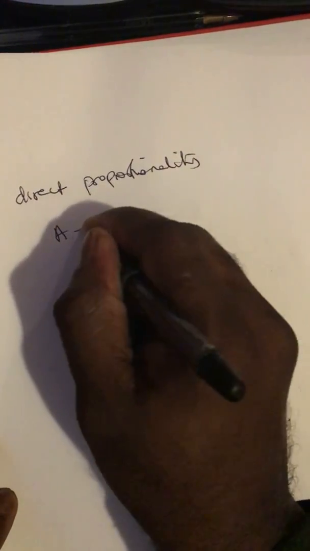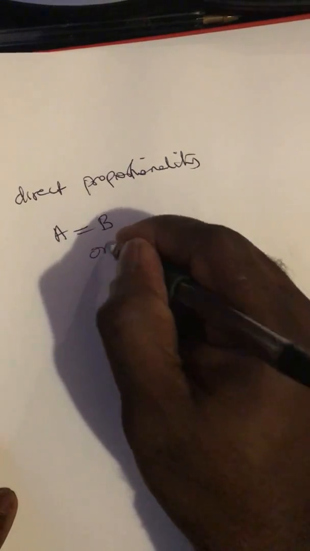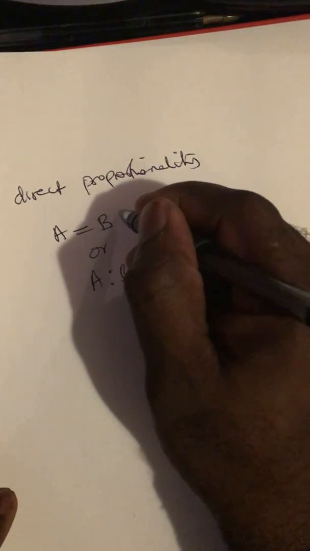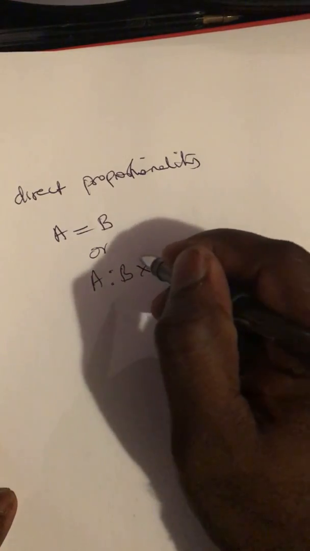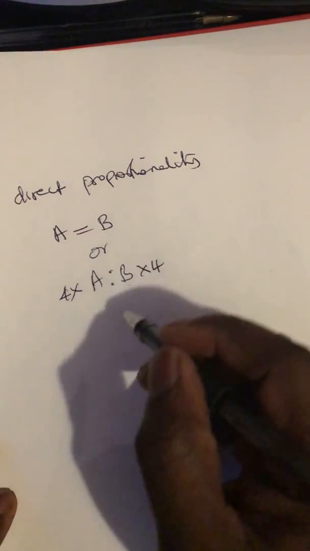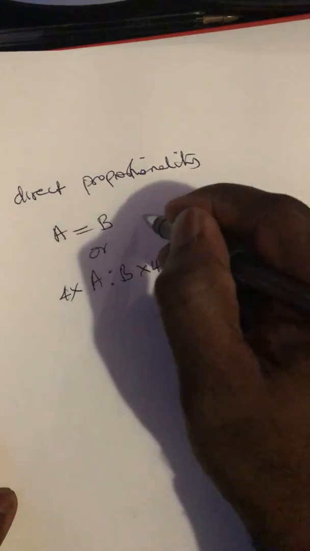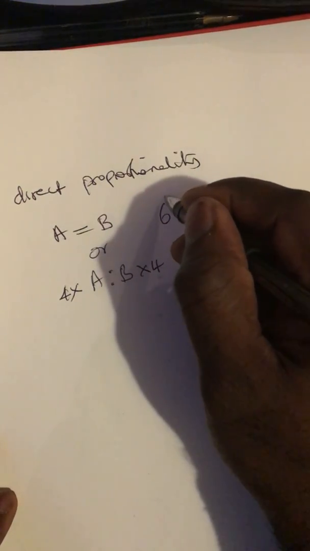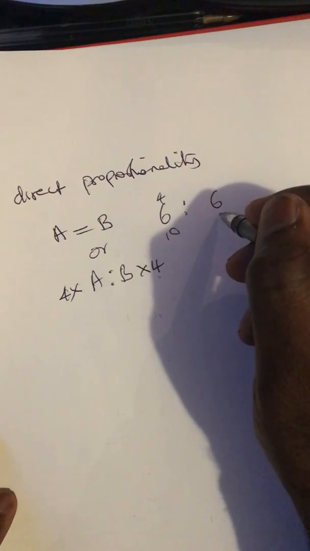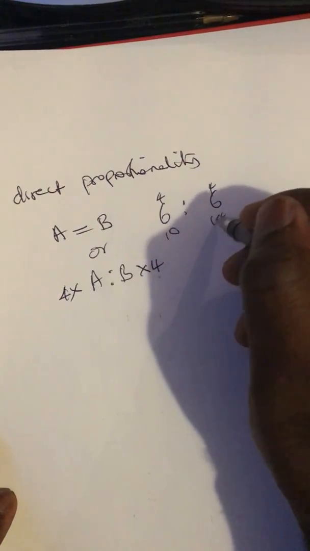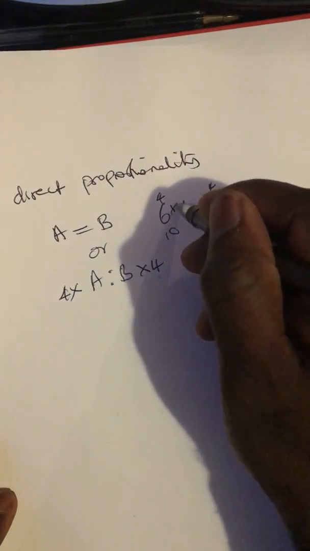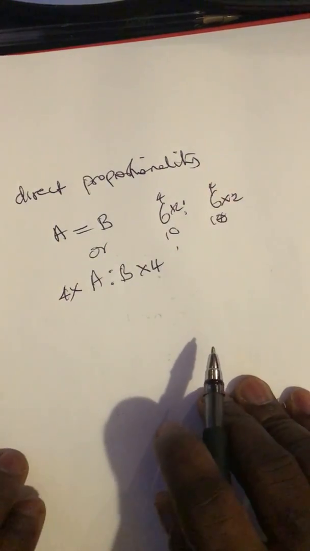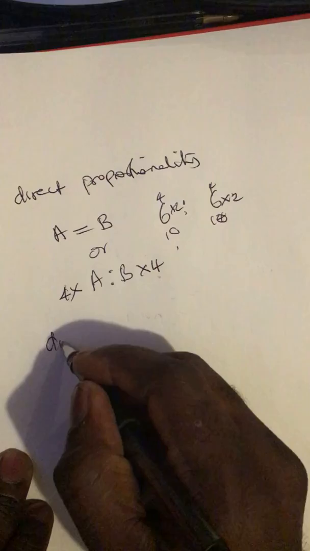if we have A is equal to B, or A ratio B, if A increases by 4 or is multiplied by 4, B will be multiplied by 4. So if A is 6 and the other one is 6, if we increase this by 4 to give us 10, this has to increase by 4 as well. Or if we multiply this by 2, you have to multiply this by 2 as well. So that's what direct proportionality is.